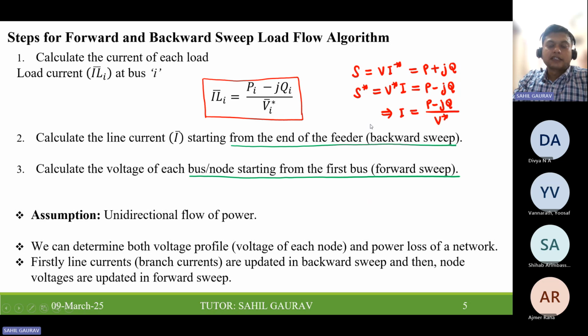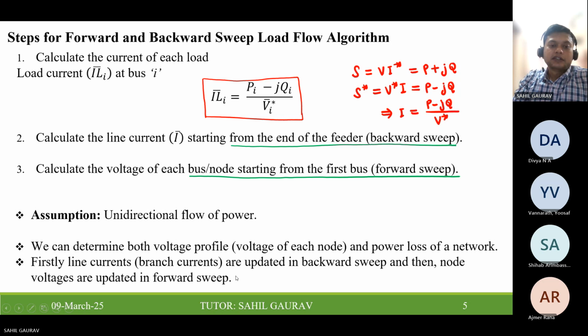That's why this algorithm is called backward sweep and forward sweep. Why is it called backward sweep? Because we first find the line current from the end of the feeder, and then we find the voltage at each bus from the first bus, because the voltage at the first bus is known. In the backward sweep we apply KCL, while in the forward sweep we apply KVL. And what have we assumed in this load flow algorithm? We have assumed unidirectional flow of power. With the help of this load flow algorithm, we can determine both the voltage profile and power loss of the network.